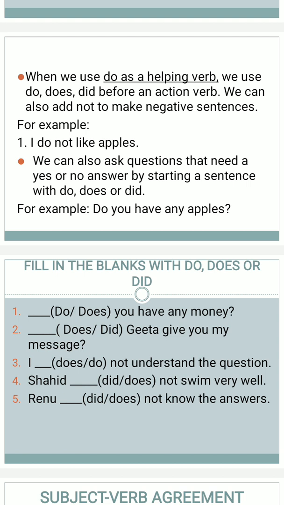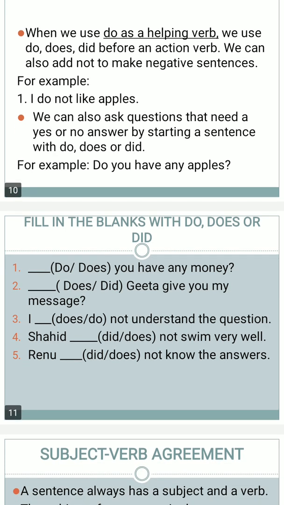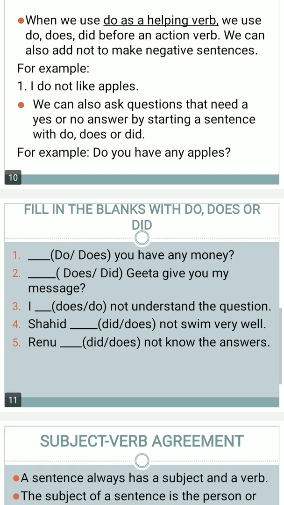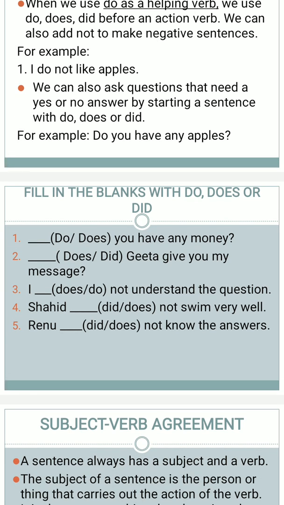If we want to ask questions that need a yes or no answer, we can start the sentence with the help of do, does, or did. If we want the answer to be yes or no, it could be do, does, or did at the starting of the sentence. That is a question sentence. Do you have any apples? Do you like to have tea?